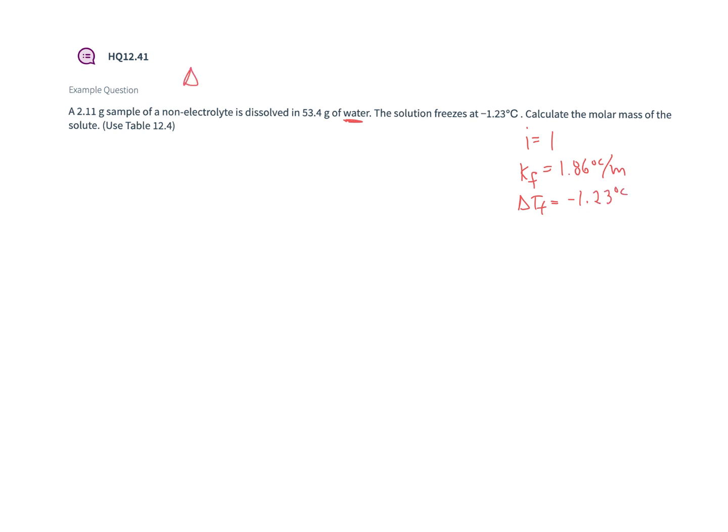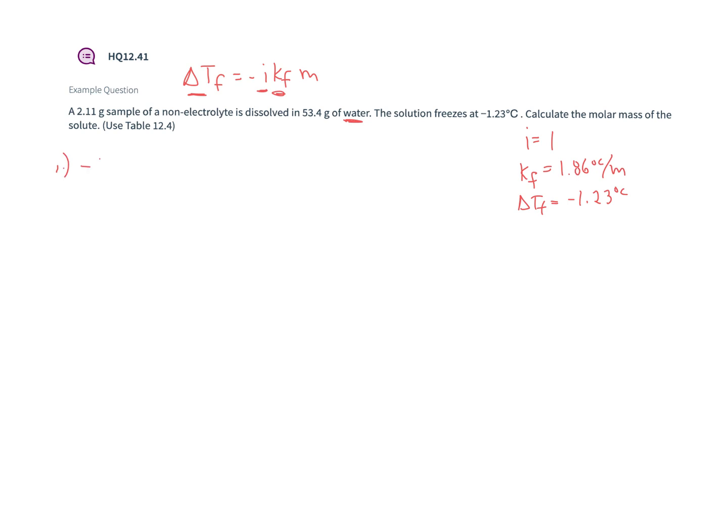So taking a look at the equation, delta T_f equals negative i K_f times molality. So our change in freezing point equals our negative van 't Hoff factor times our freezing point constant times the molality. We know our change in freezing point. We know the van 't Hoff factor and the freezing point constant. We can find the molality of this solution. So that's step 1. Find the molality.